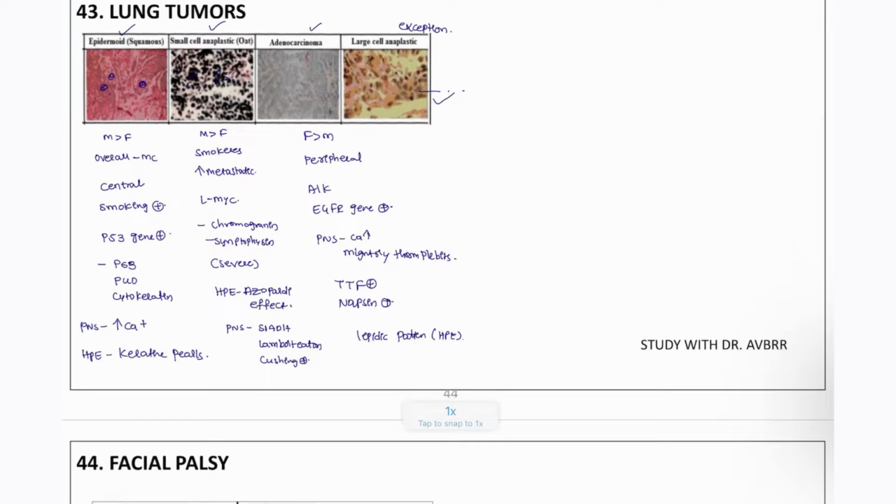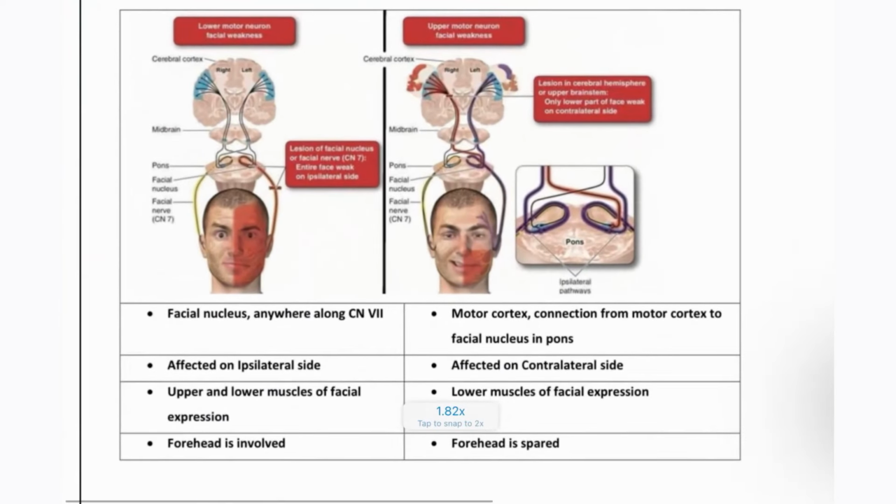Right? Next, facial palsy. What is the difference, guys? This is the lower motor neuron. This is the upper motor neuron. Okay. First, lower motor neuron directly affects the same side. So anywhere along the nerve, you are going to be affected.